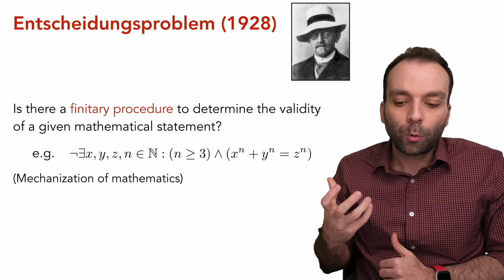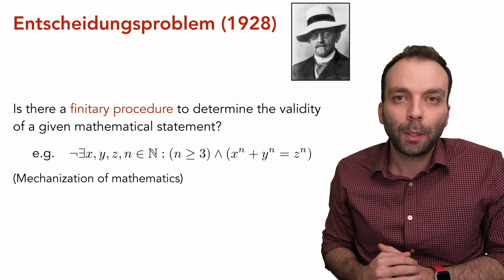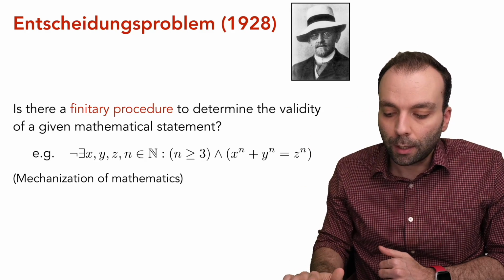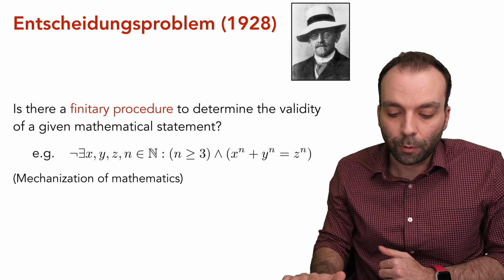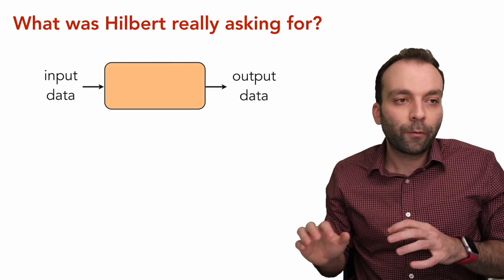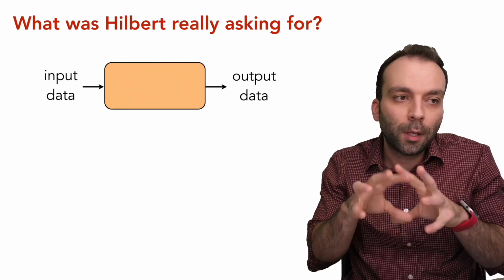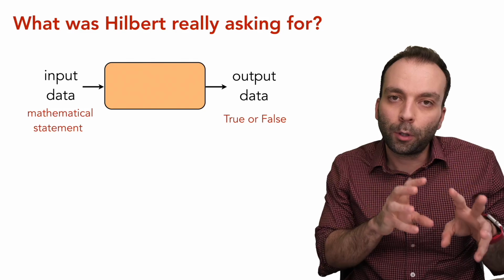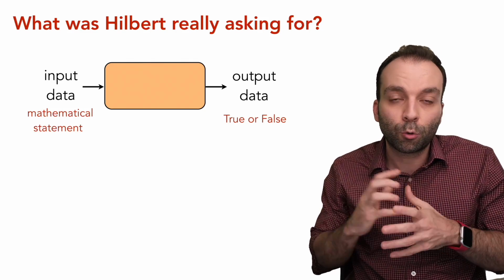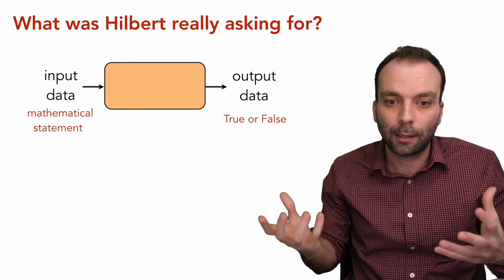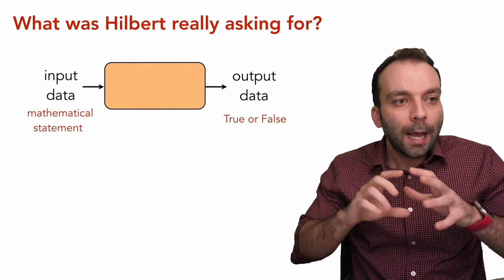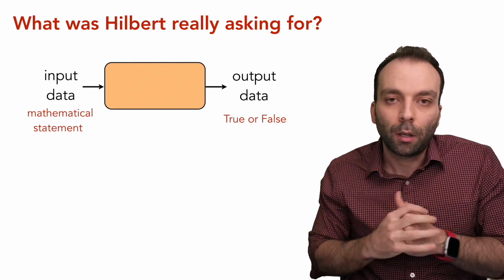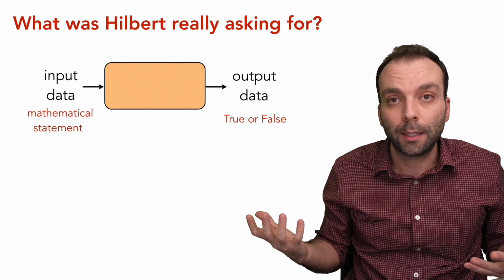But, let's think about what Hilbert might be thinking when he's asking about the finite procedure. Like at the time, what was people's concept of a finite procedure, right? So we have this process, computation in some sense, input data, the output data. In the context of Hilbert's problem, the input data is mathematical statement, output is true or false, depending on whether the statement is, let's say, provable or not. And now what is this box? What is this orange box here from the perspective of people at the time, let's say?